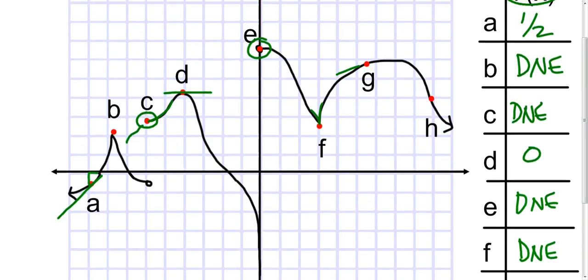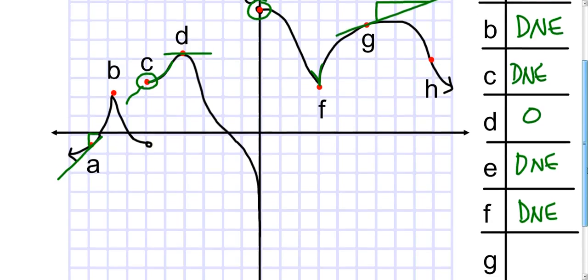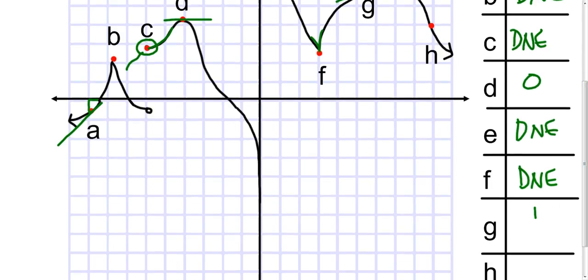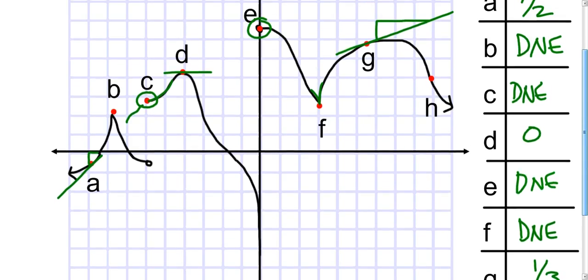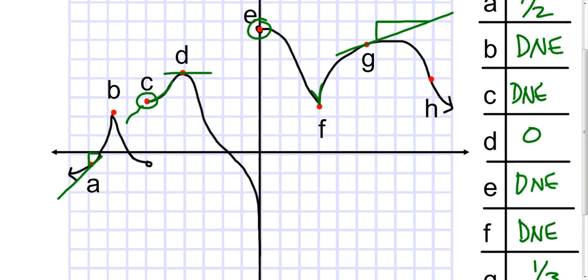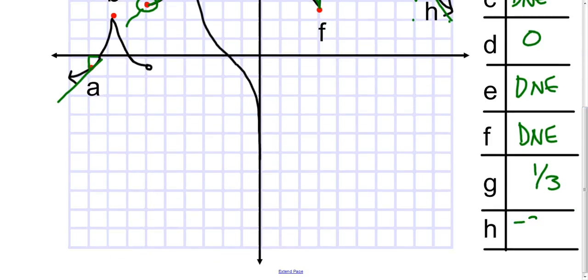G looks like it has a tangent line that goes something like this, and I'm completely estimating, but it looks like I go up 1 and right 3. So I would say that my slope is about 1/3. And then H, its tangent line would go something like that. And it looks like I'm maybe going down 1, 2, 3, and right 1, right 2. So about -3/2. Now, could you have estimated it totally different? Yeah, you could have. But something like that.